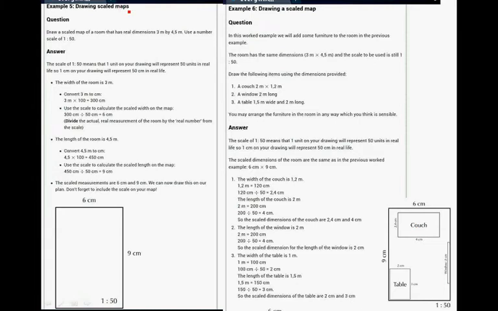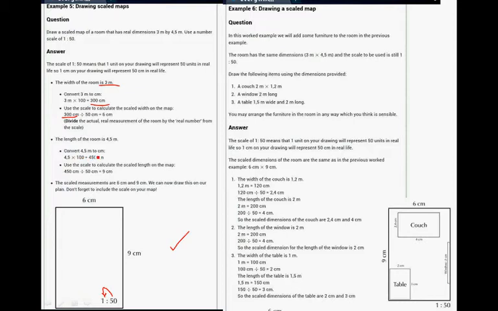Okay, example 5, drawing a scaled map. If the width of the room is 3 meters, remember I said 3 by 4.5, you will take 3 and times it by 100 to convert to centimeters. So it's 300 centimeters, and now we will divide by 50 because we have real life and we want the 1. So we divide by 50 and we get 6 centimeters. So the width of the room should be 6. The length of the room is, so measure on your picture and see whether it's 6, and then you can give yourself a tick.